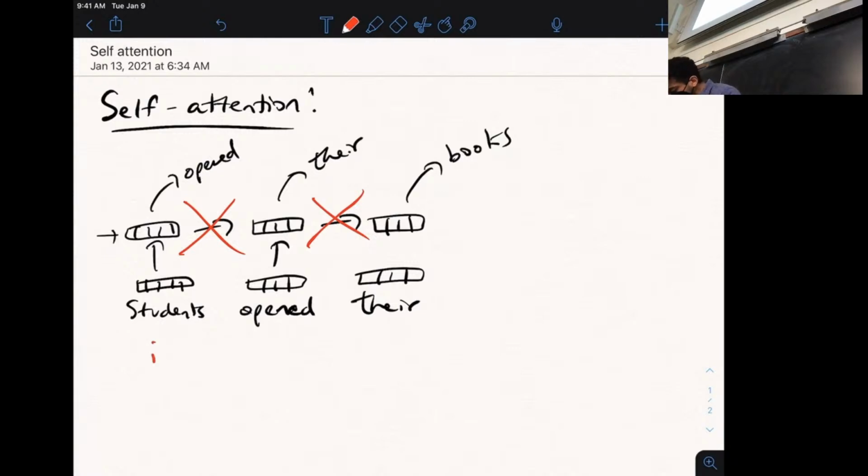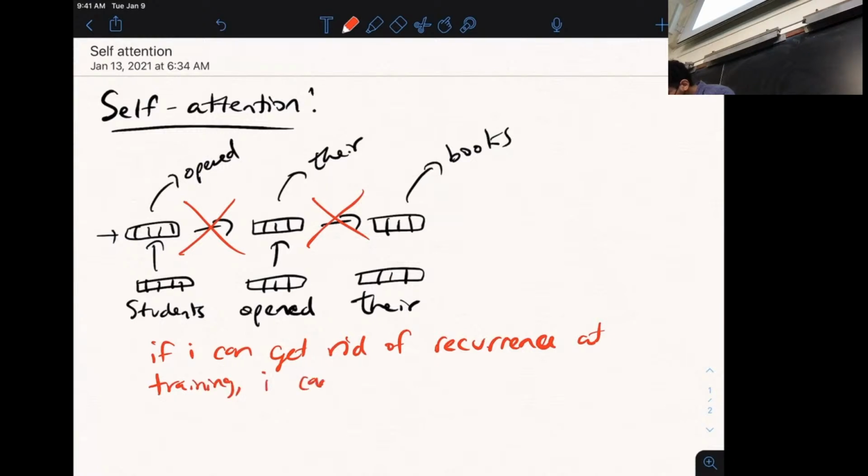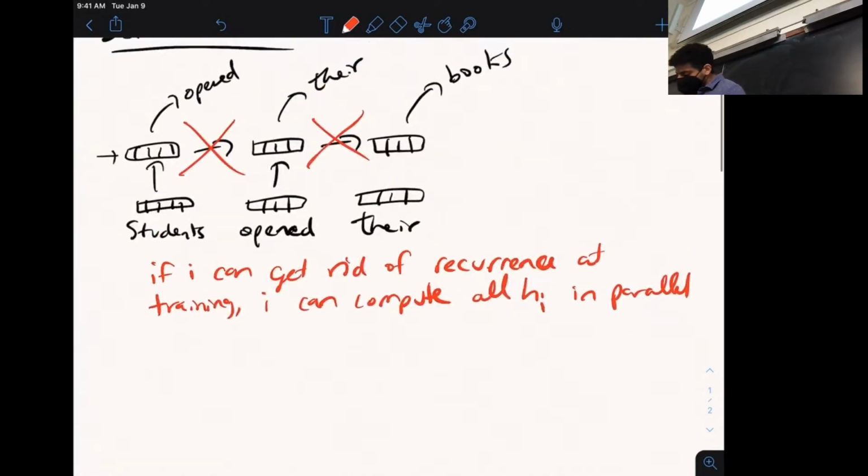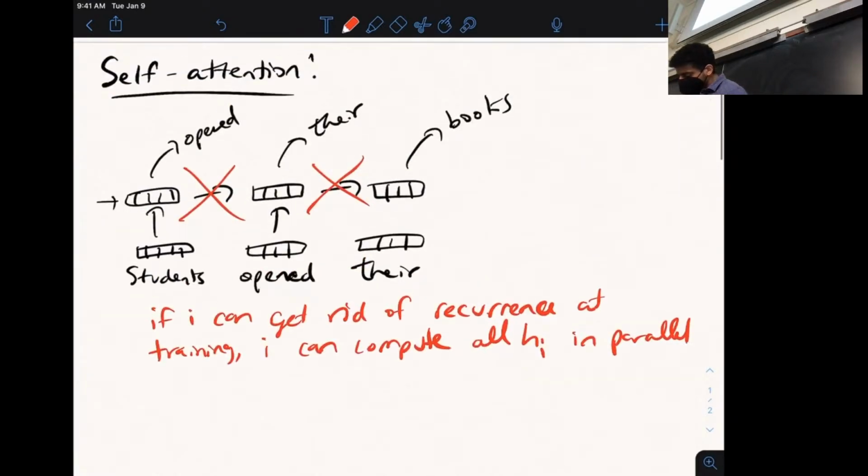So if I can get rid of recurrence at training, I can compute all hidden states, h sub i's, in parallel. And this would be great. I will be much faster during training at computing my loss and doing backprop and so on. So the goal, okay, how do I do this?